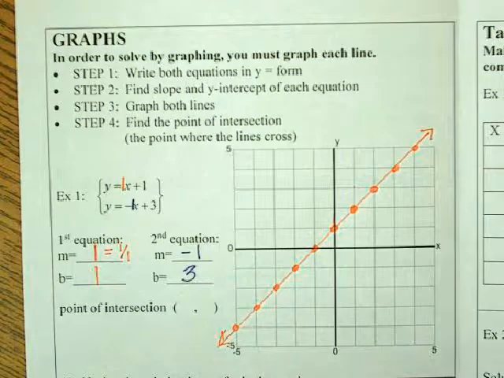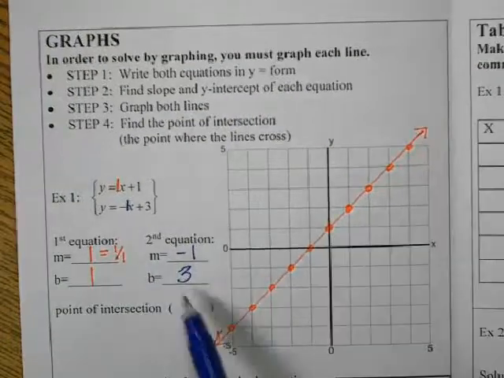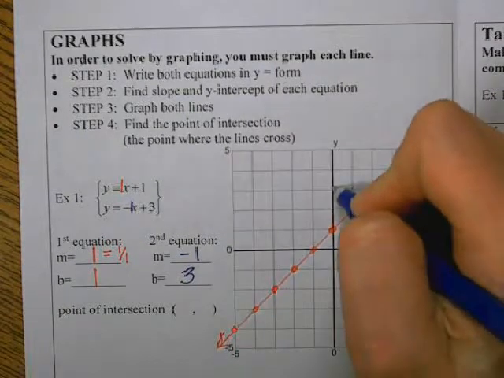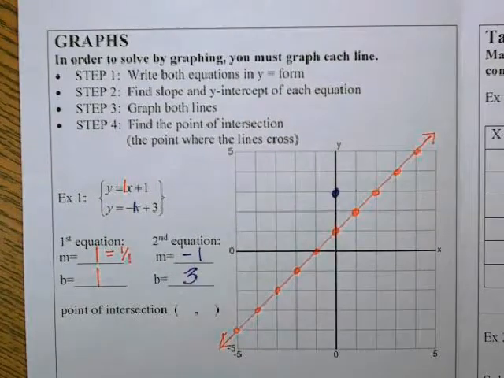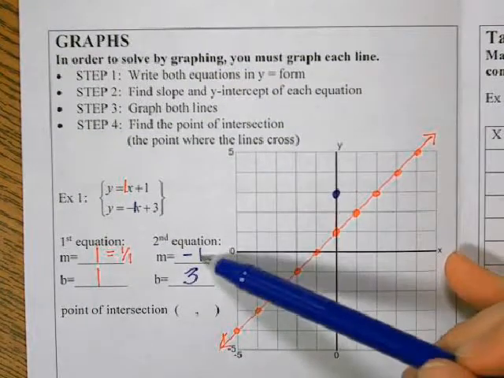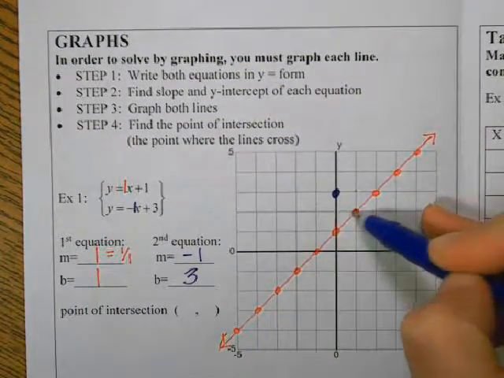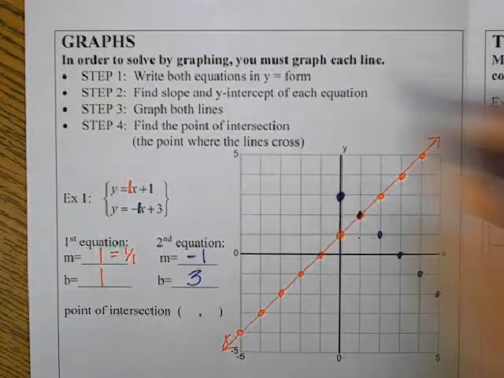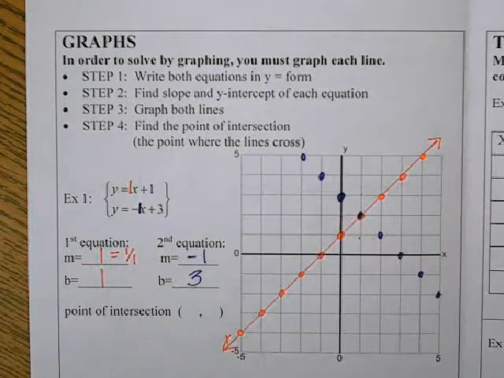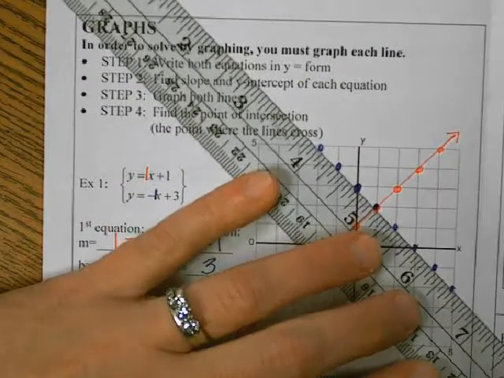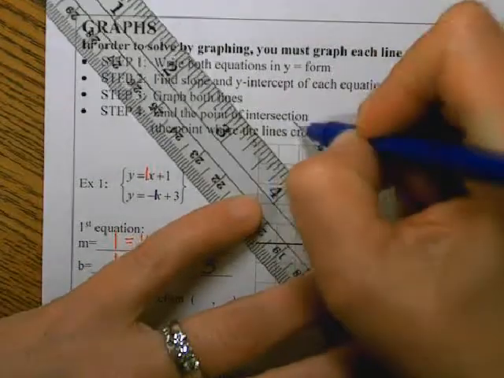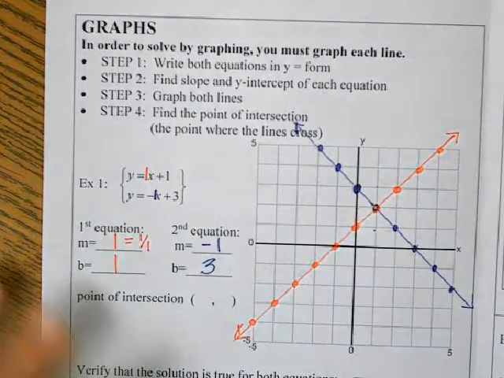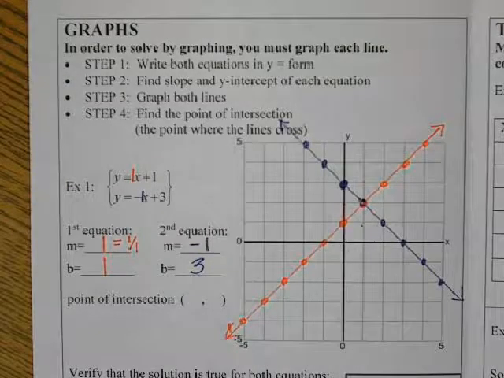Okay? Now we're going to graph the second equation. The second equation begins at 3. So we're going to put a dot at 3. 1, 2, 3. And this equation moves down 1 over 1. Down 1 over 1. Down 1 over 1. Now you can already see where they intersect. Okay? Alright, so remember, if you're having trouble keeping up with me, please press pause before you move on.